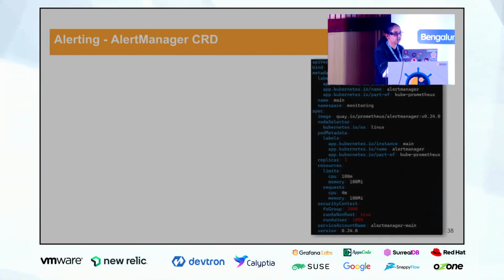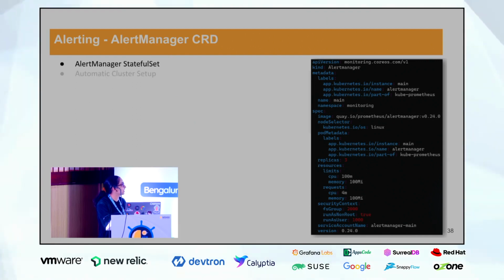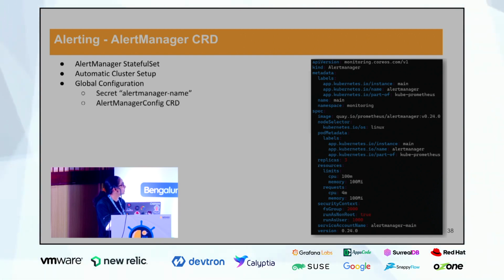So this is how the Alert Manager CRD will look. It also gets deployed as a stateful set, and we can have the configuration for the Alert Manager as well. There are two ways to do that. One is using the Alert Manager secret: you define all the configs you need for the Alert Manager in a secret, and that will be picked up by the Alert Manager object. Or you can use an AlertManagerConfig CRD.